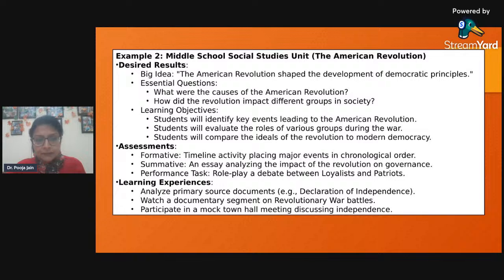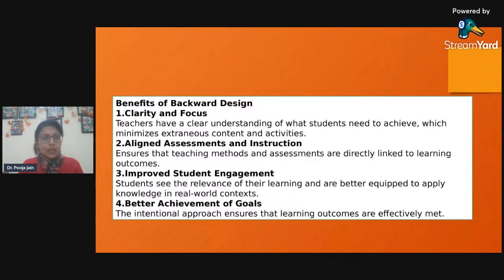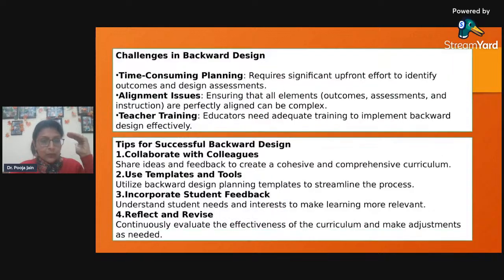So moving ahead. Let's talk very quickly about the benefits of backward design, right? So there is clarity and focus. Then there is alignment of instructions and assessments. There is student engagement. There is better achievement of goals, because the intention has changed, the focus has changed, the shift has changed completely, right? So there is that very quick clarity.